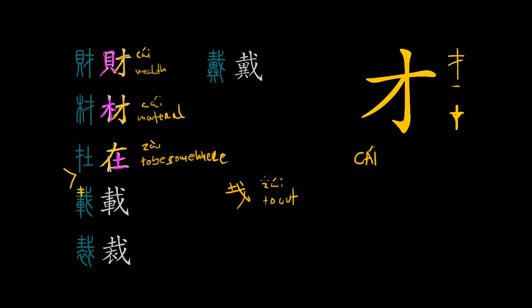And the character is pronounced zai. So the tone is the same, the final is the same, the initial is different, right? Here we have z, and in here we have t. Well, you can really pronounce t in the second tone, but you know what I mean.